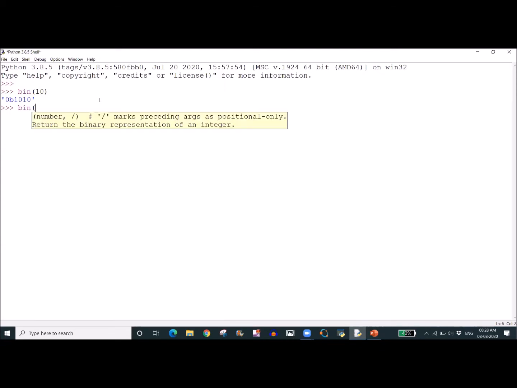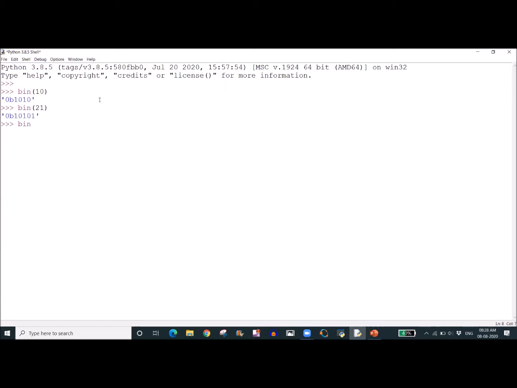Now this time I am giving another number, 20, some 21. Now this time I am giving some 68. So these are the binary equivalents. So how to convert decimal to binary, that we have discussed.